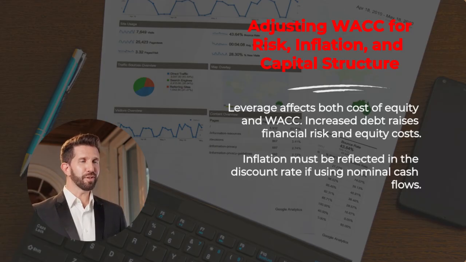Leverage affects both cost of equity and WACC. Increased debt raises financial risk and equity costs. Inflation must be reflected in the discount rate if using nominal cash flows. Country risk premium, CRP, is added to WACC for projects in volatile environments. For multinational firms, WACC must be tailored to reflect different economic and financial conditions per region or sector.